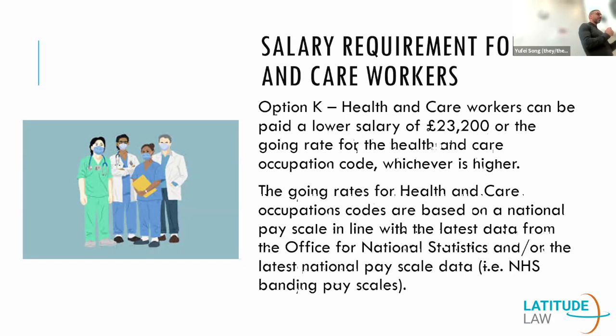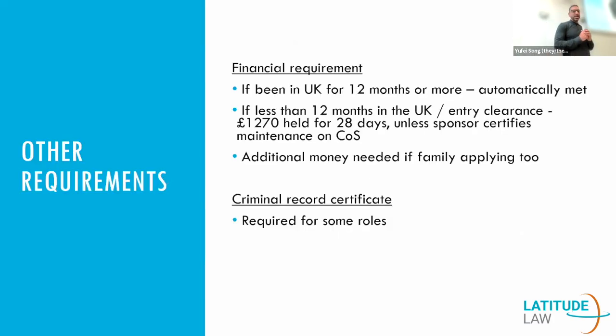It has to be above 23,200. Or B, it has to be the relevant banding rate. So if the banding rate for a dentist is 40,000 in accordance with the NHS banding for band 5 or band 6, then that's what you have to be paid. Okay, so again, starting point for health and care, 23,200 or the relevant banding. And that could be for various health and care jobs, as a doctor, a dentist, just a care provider, for example. Okay, so what I just explained there was how to meet the 70 points.